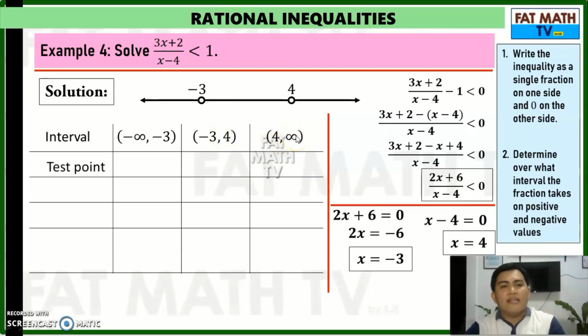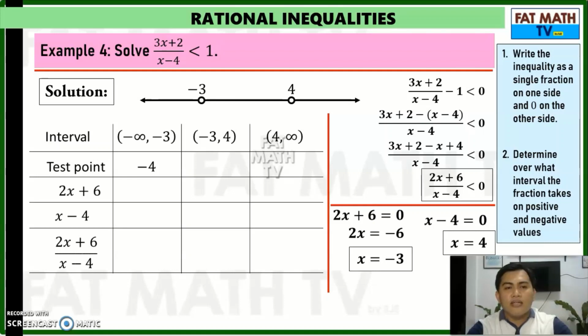So let's identify test points. Less than -3, choose -4, for example. And then identify the values of 2x plus 6, x minus 4, and their quotient, or just the sign. So 2x plus 6. 2 times -4 is -8 plus 6. That's -2, so negative. -4 minus 4 is -8, so another negative. So the quotient of two negative numbers is positive.